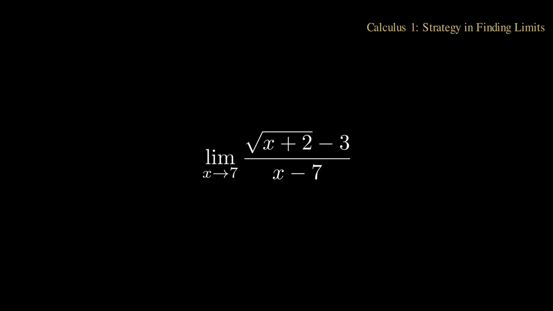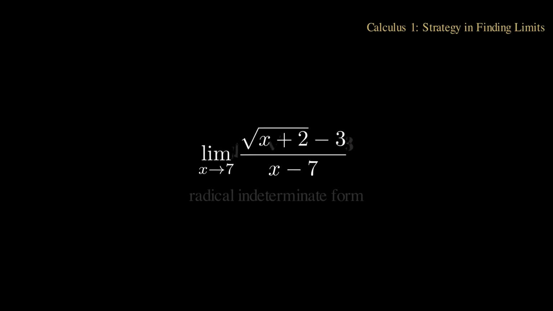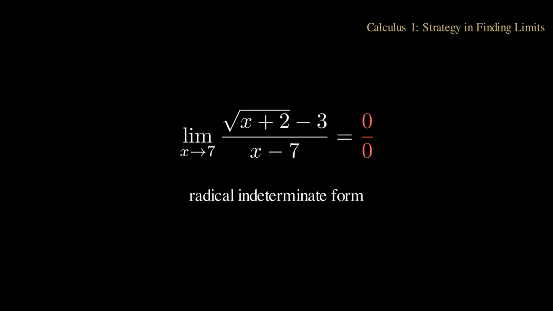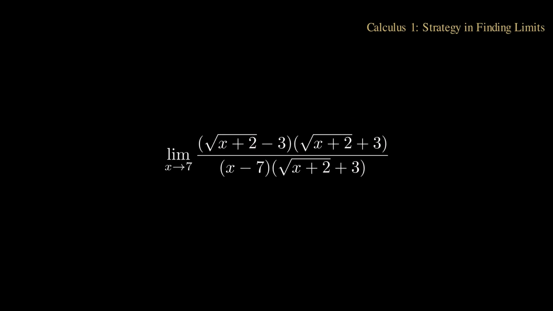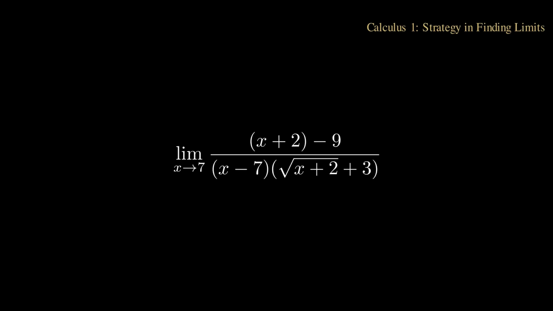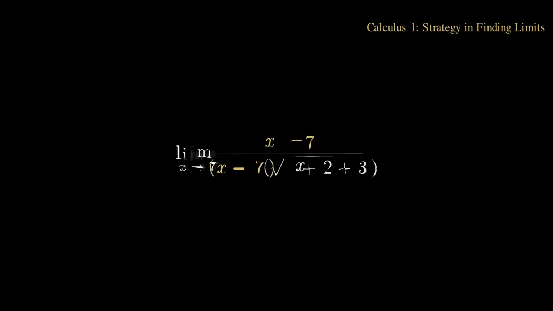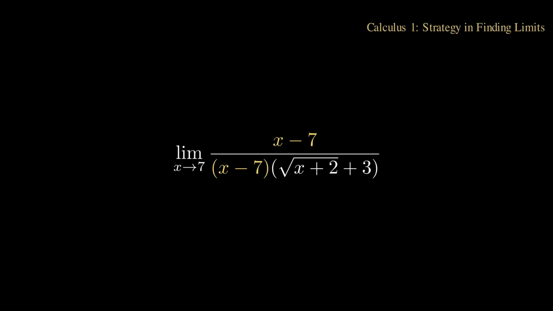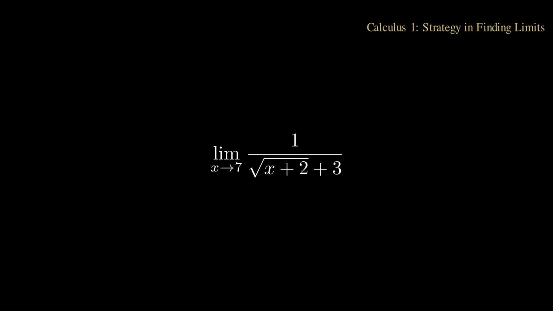Consider the limit as x approaches 7 of the fraction square root of x plus 2 minus 3 over x minus 7. Substitution gives 0 over 0, a radical indeterminate form. Multiply numerator and denominator by the conjugate, square root of x plus 2 plus 3. The numerator becomes x plus 2 minus 9, which is x minus 7. The denominator is x minus 7 times square root of x plus 2 plus 3. The x minus 7 cancels. Substitute 7. The denominator becomes 3 plus 3, which is 6. The limit is 1 over 6.